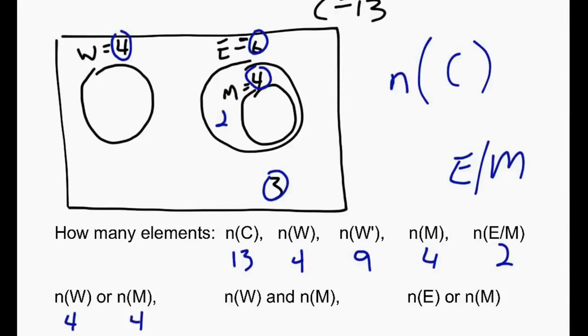So "or" would mean how many would we have in one or the other. So we would add those together and we'd say there's 8. So we have 8 west or Maritimes. Okay.